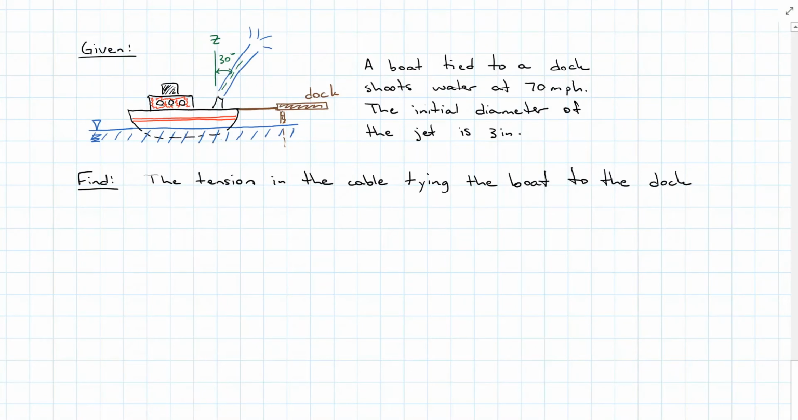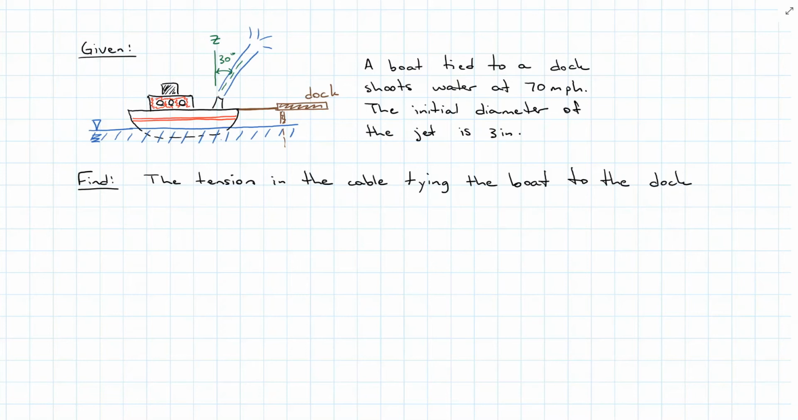This time, let's say we have a boat and it is tethered to a dock in still waters, and it's shooting a water pressure cannon at 30 degrees from the vertical, and the water is coming out at an initial 3-inch diameter and an initial speed of 70 miles an hour. Find the tension in the cable that is holding the boat to the dock.